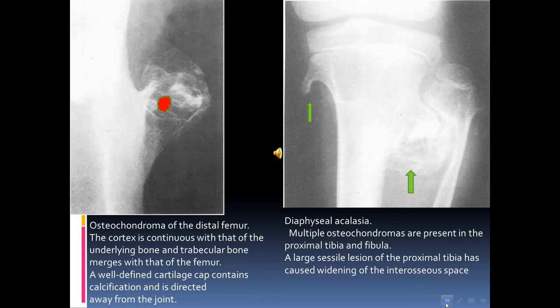Of course, if we say exostoses or multiple osteochondromas, it is the same. So we should check for the protrusion of the bone.